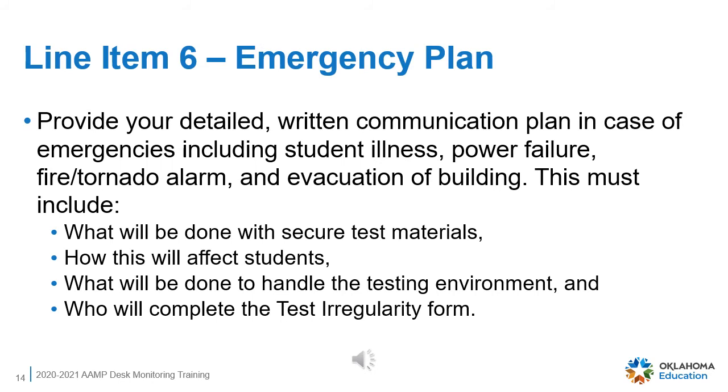For line item 6, each site will provide a detailed emergency plan. The plan must address student illness, power failure, alarms going off, and evacuating the building. The sites will need to address how the testing materials will remain secure during this emergency as applicable, how the emergency affects students in the case of makeup testing, and also you'll need to address how the testing environment will remain secure and who completes that test irregularity form.